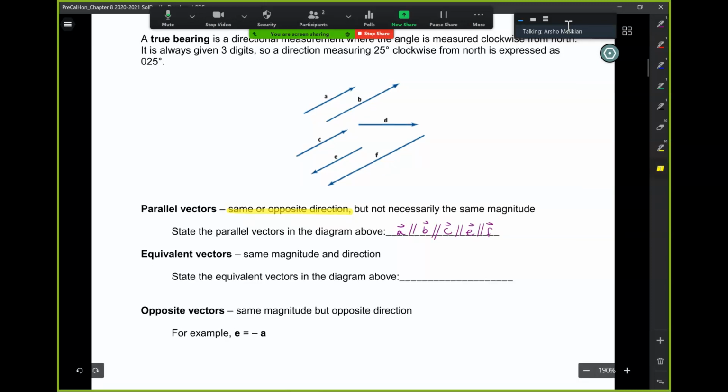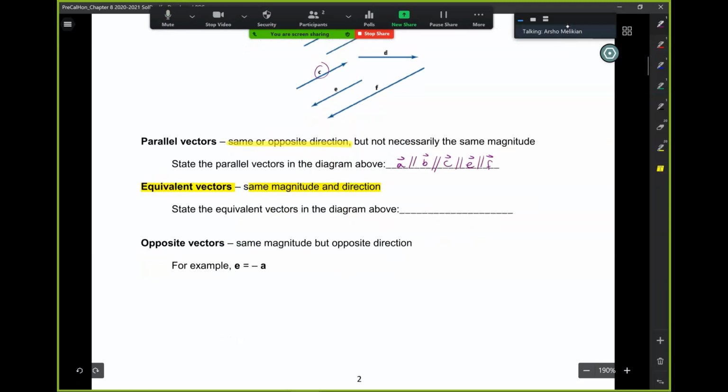Now, equivalent vectors have the same magnitude and the same direction. So they literally have to be clones of one another. A and C are equivalent vectors. And the way I say that is A is equal to C. If you drop the arrow, it will be points off, just like in geometry if you didn't put the line symbol or the ray symbol.